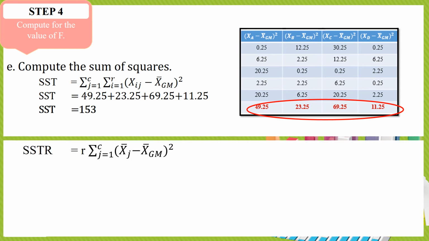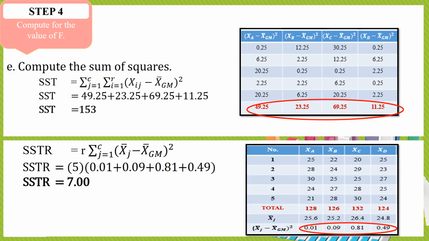Next is the sum of squares due to treatment. We will be using this formula, or simply we will consider this part of the table where we have x bar sub j minus grand mean squared. Using these values, we add 0.01 plus 0.09 plus 0.81 plus 0.49, and then multiply it by the value of r, which is equal to 5. So we obtain the sum of squares due to treatment, which is equal to 7.